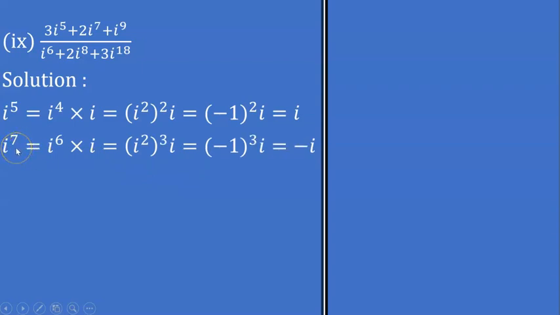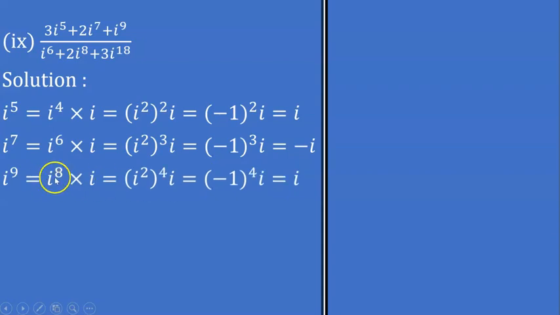Next, i^7. i^7 means what? i^6 into i. i^6 means what? (i^2)^3. i^2 means what? Minus 1. (-1)^3 means what? Minus 1. Minus 1 into i, you will get here minus i.